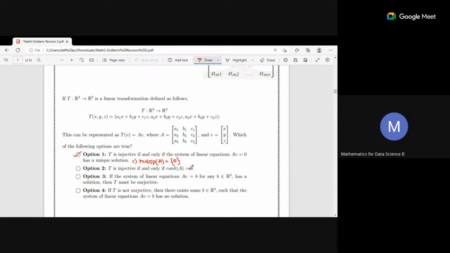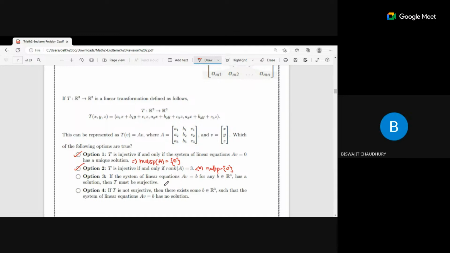T is injective if and only if rank of A is 3. Is that correct? Yes, ma'am. True. Yes. Because rank of A will be 3 only when your null space is 0. All right. If the system of linear equations AV equal to B for any B in R3 has a solution, then T must be surjective.